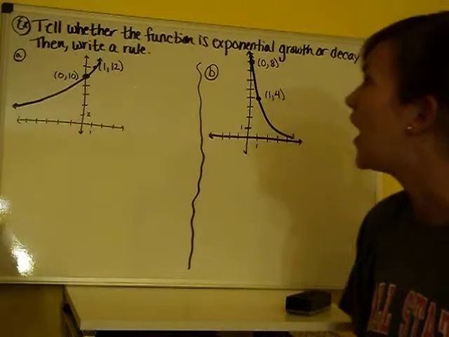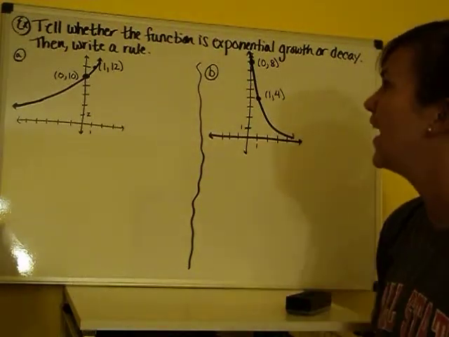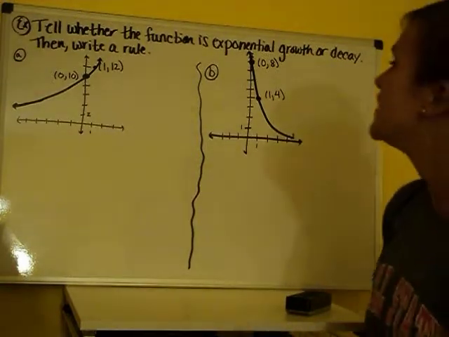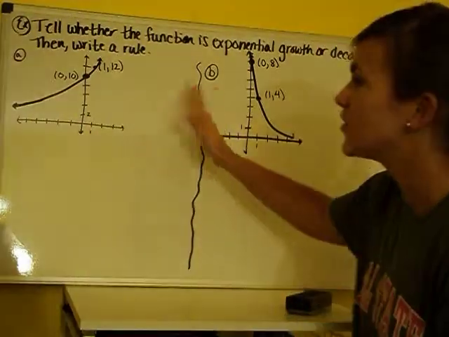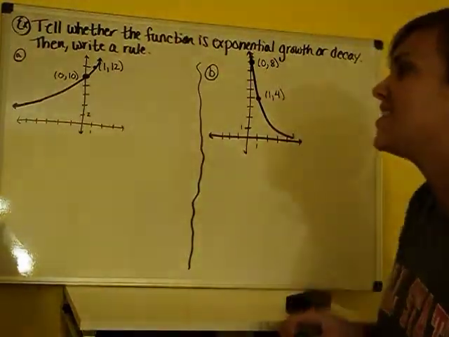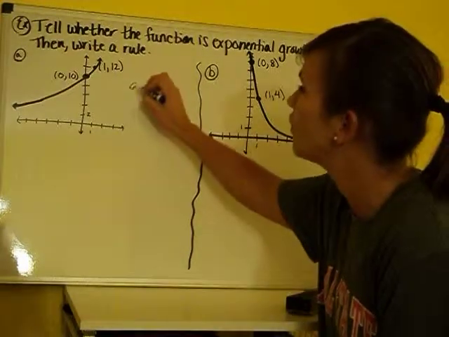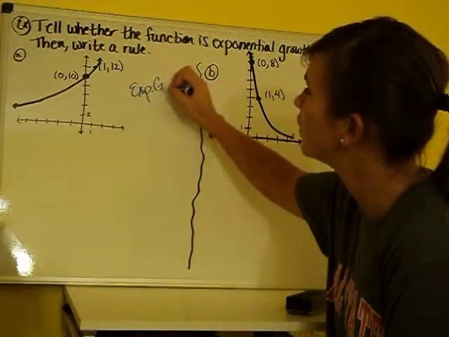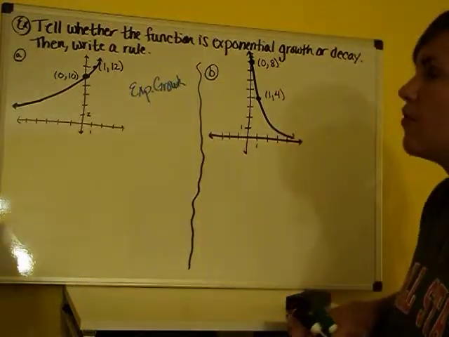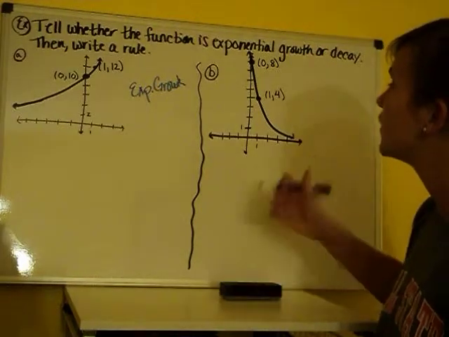Here, our job is to tell whether the function is exponential growth or decay, then write a rule. Reading from left to right, we are getting bigger. So going from left to right, that is telling me right away that this is an exponential growth function. Now I have to write the rule.